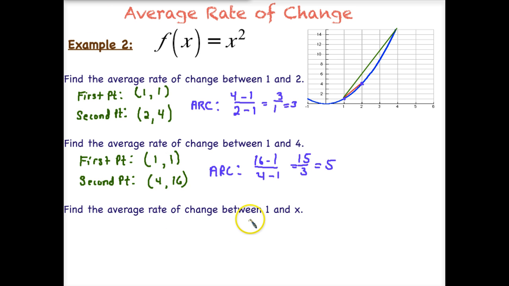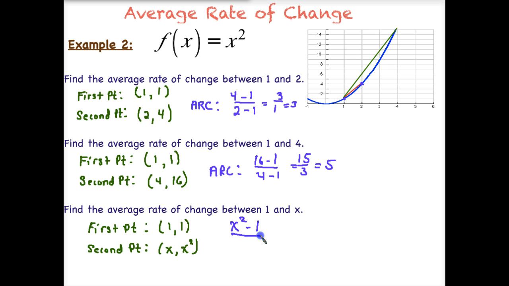Let's find the average rate of change between 1 and some number x. We already know when we plug in a 1 for our first point, we're going to get a 1 as a result. What happens when we plug in an x? Well, if we plug in an x, we still get x squared. Now let's go ahead and create our generic equation that we can use. So we have y2, which is x squared, minus y1, which is 1, over x2, which is just x, minus x1, which is also 1.